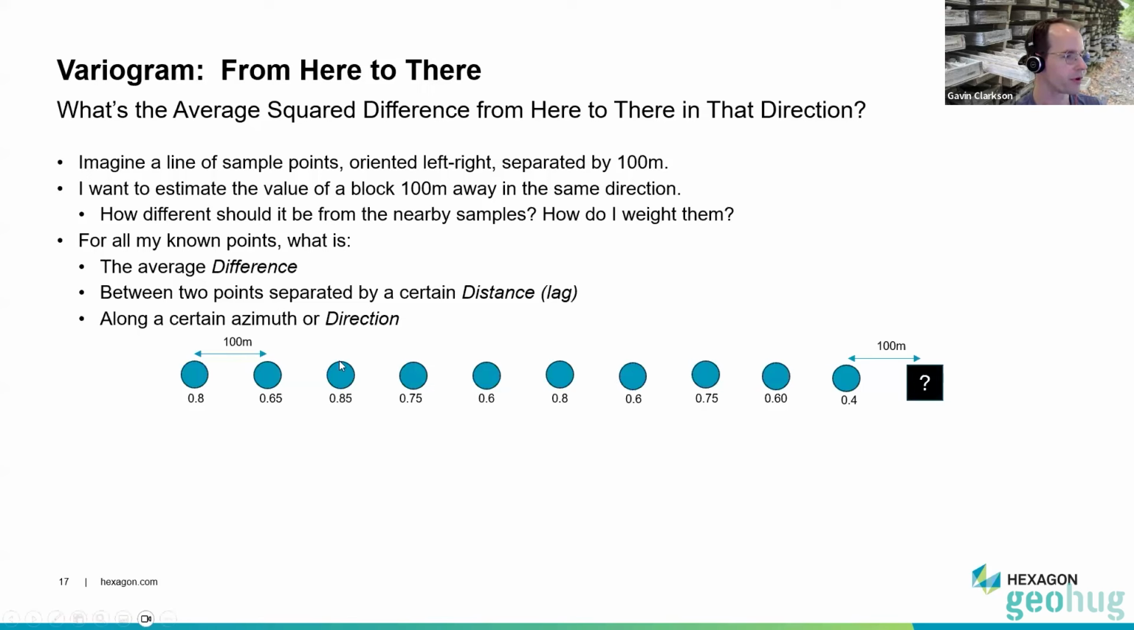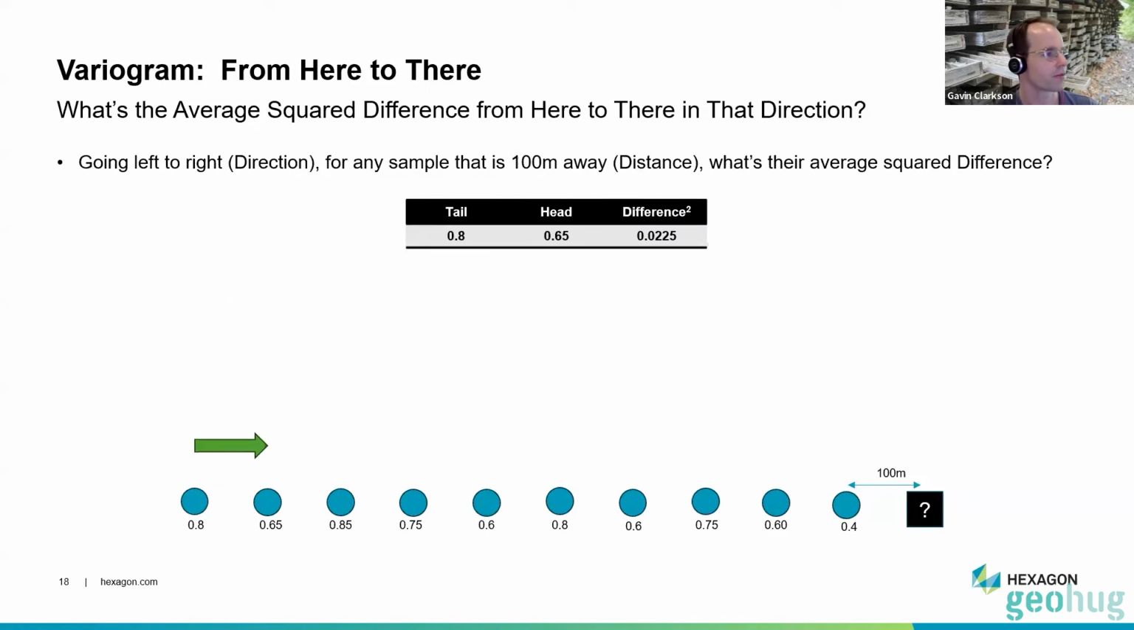So I'm going to look at all these other sample points and compare them to each other, any point that's 100 meters away from another point, and compare what the average difference is between those along a certain direction. In our case, the direction is left to right. So the distance we're using, we're going to use a fixed distance of 100 because that's the distance I'm interested in between all points in this data set, and figure out what the average difference between any of those points are. So difference, distance, and direction. And you start collecting a comparative data set like this. So going from left to right, we start collecting a sample set of tails and heads at that lag spacing.